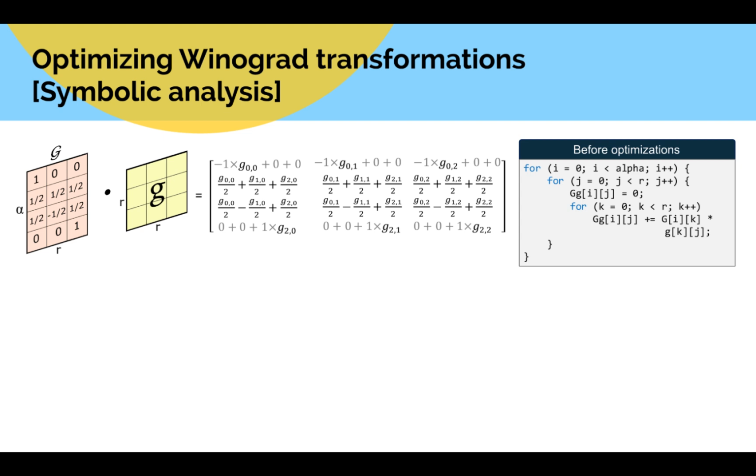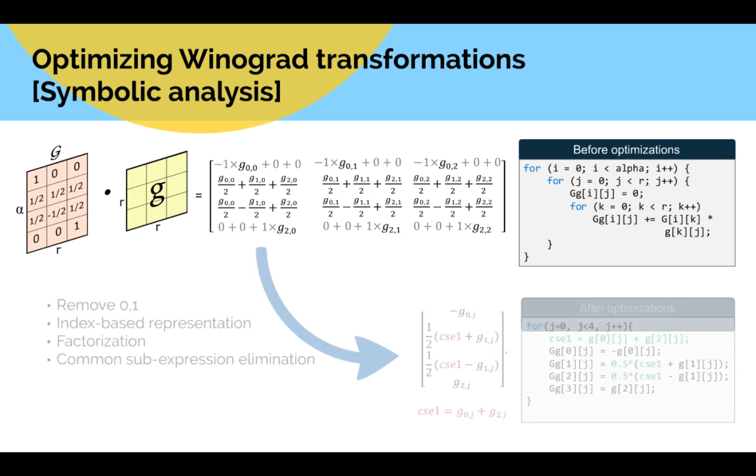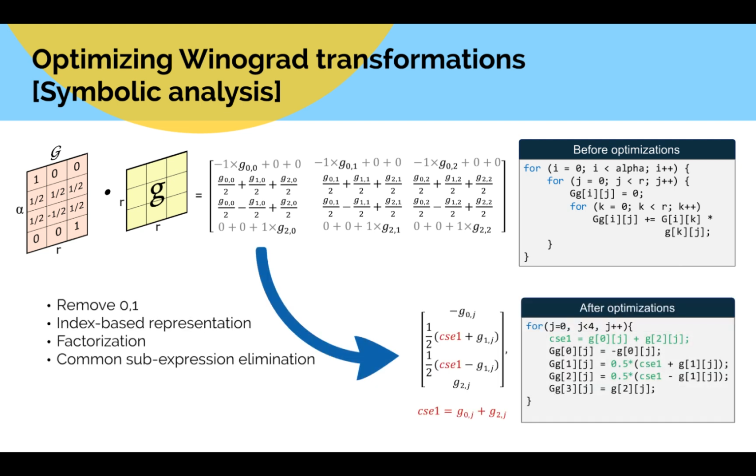However, since the transformation matrix elements are predefined, we can do prior analysis to simplify the multiplication. Thus, with the help of symbolic computation, we remove constants such as zeros and ones, represent the matrix by indices, apply factorization, and remove common subexpressions. The resulting matrix is much simpler, and the code after optimization only needs a single loop, which can also be unrolled if necessary.